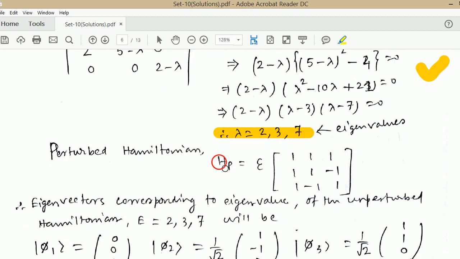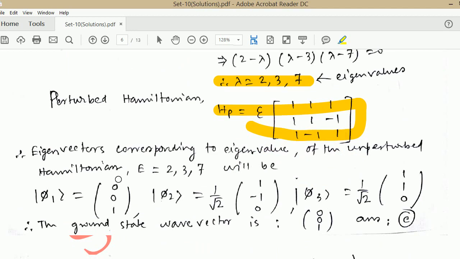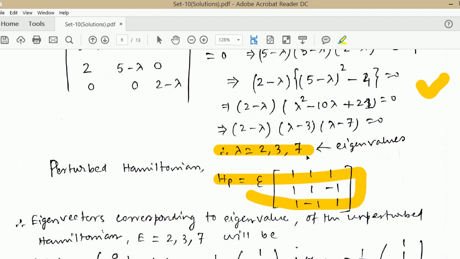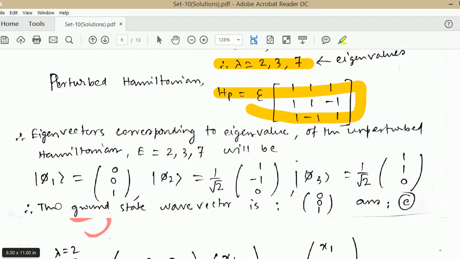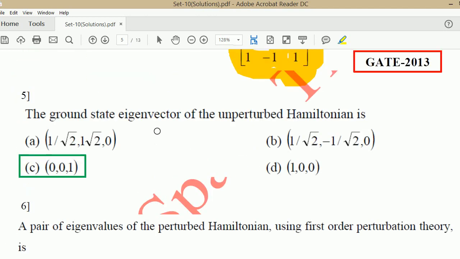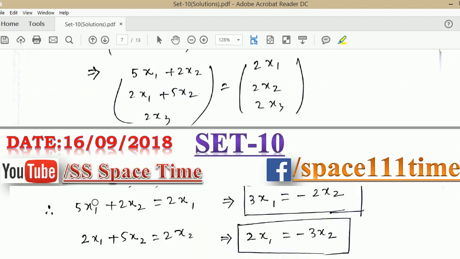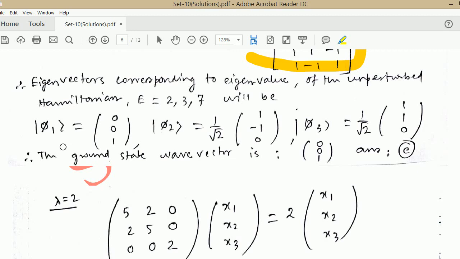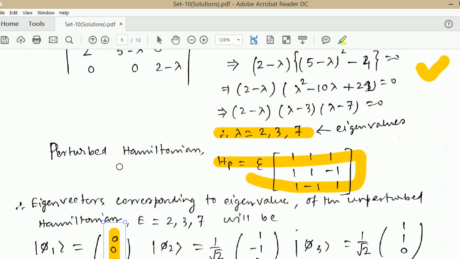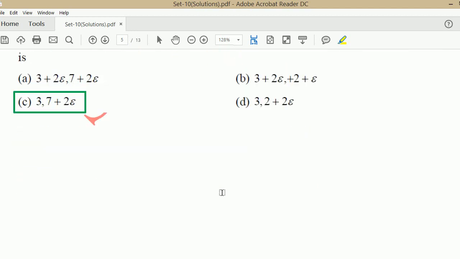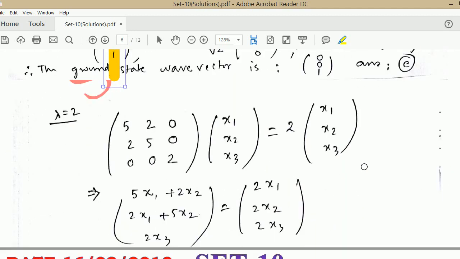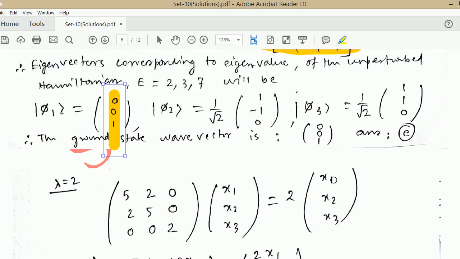Now the perturbed Hamiltonian is already given. Therefore the eigenvectors corresponding to the eigenvalues of the unperturbed Hamiltonian, meaning 2, 3, 7, these are the eigenvalues, and the corresponding eigenvectors are phi 1 equals 0, 0, 1, phi 2 equals 1 by root 2 times 1, minus 1, 0, and phi 3 equals 1 by root 2 times 1, 1, 0. So we have to find the eigenvector of the unperturbed Hamiltonian. For the ground state it is 0, 0, 1. So option C is the correct option. Now if you want to calculate it, I have shown the derivation in the next page.